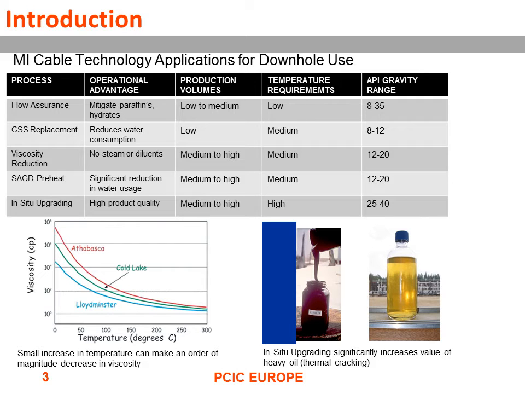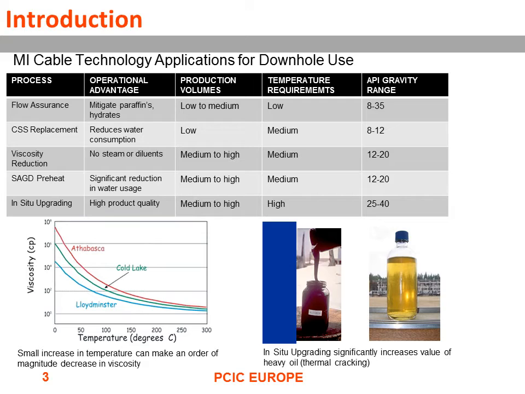So the applications for MI cable have been numerous in the past. The first ones were probably back in the mid-50s, and they've been used as either pilot tests or now becoming commercialized in a number of applications. One of the applications is flow assurance to mitigate paraffin and hydrate formation. Another application is cyclic steam replacements. The cyclic steam stimulation is where you put steam into the well. It's sometimes also called huff and puff, and then you wait for a while for it to reduce the viscosity, and then you produce the oil.